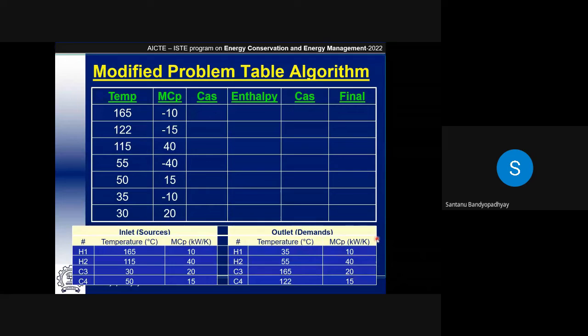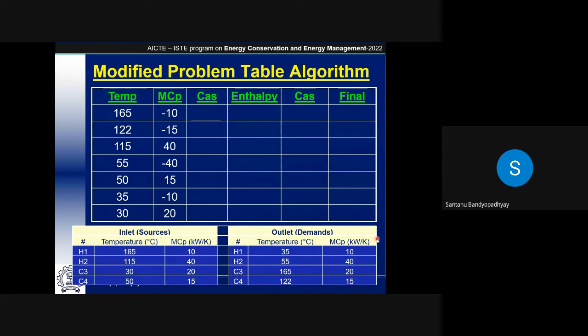I'm not sure. Is there any question at this moment? Because I can't see the other portal because I'm sharing this window. Okay, let me continue. If you have any question, you just ask me directly because I can't see the participant list.